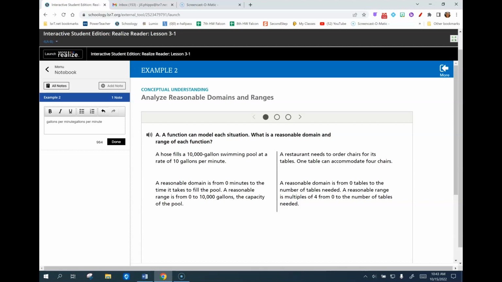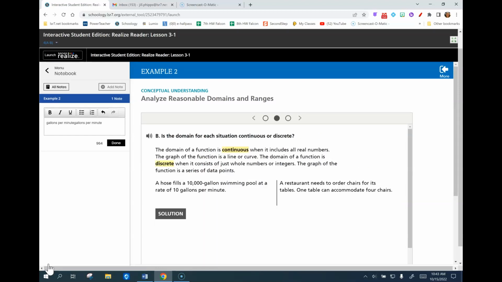Okay, now if you're home absent, look at these dots up here. You need to pay attention and go along on those because I'm not going to always have videos. You can just use the interactive book. Is the domain for each situation continuous or discrete? Well, that's just it. We haven't learned about continuous and discrete.